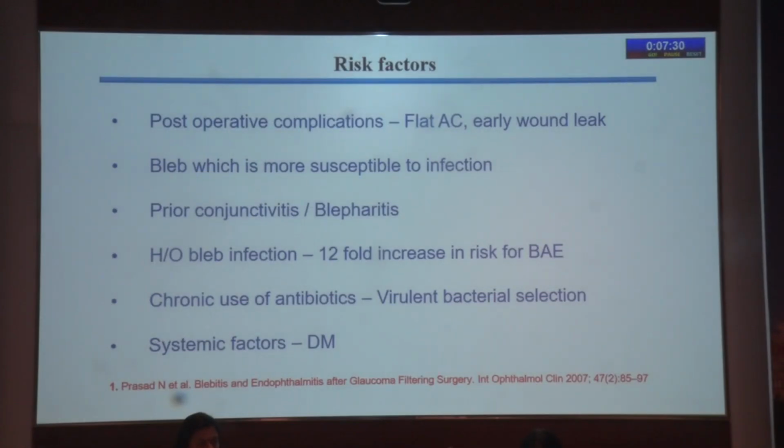Post-operative complications like a flat anterior chamber or early wound leak would also result in a bleb which becomes more susceptible to infection. Any prior conjunctivitis or blepharitis is a risk factor. Past history of a bleb infection also increases the risk of infection by 12-fold. Chronic use of antibiotics, because this results in virulent bacterial selection and predisposes to development of bleb-related infection. Systemic factors which reduce the overall immunocompetency of the person are also a risk factor, especially diabetes.